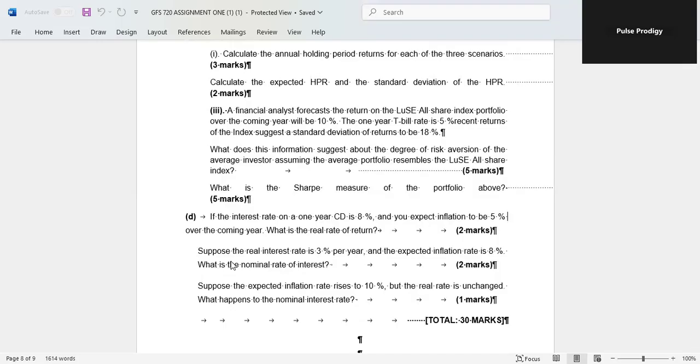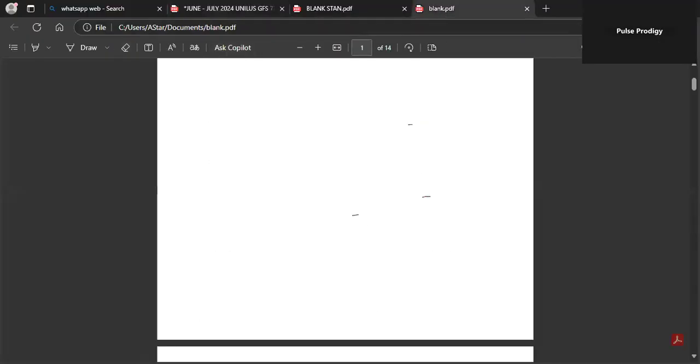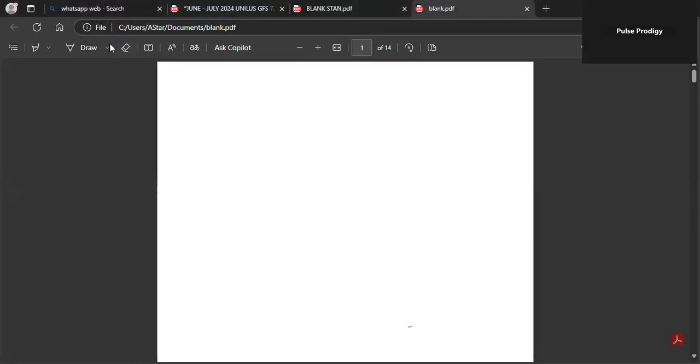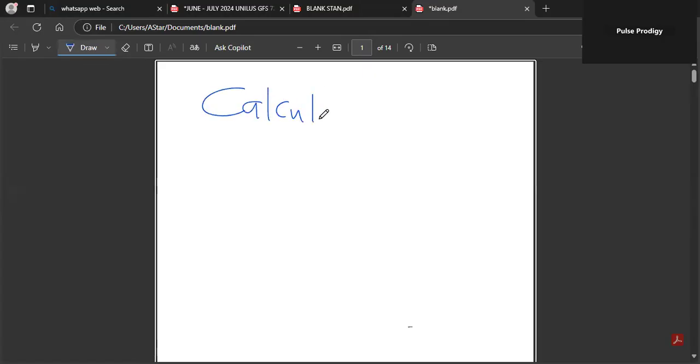Are we together? Yes, sir. All right. So now we'll be able to look at calculating the real interest rate. Okay, so let's look at that on this one. Calculating real interest rate.